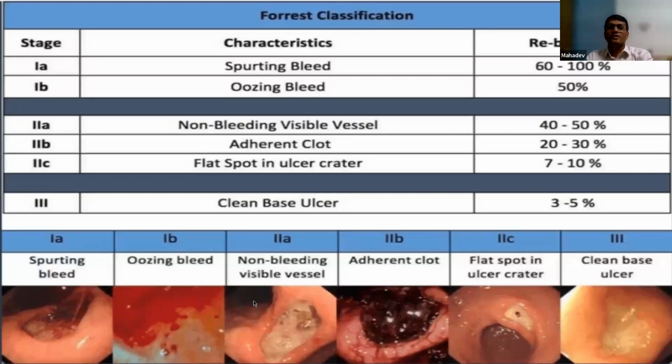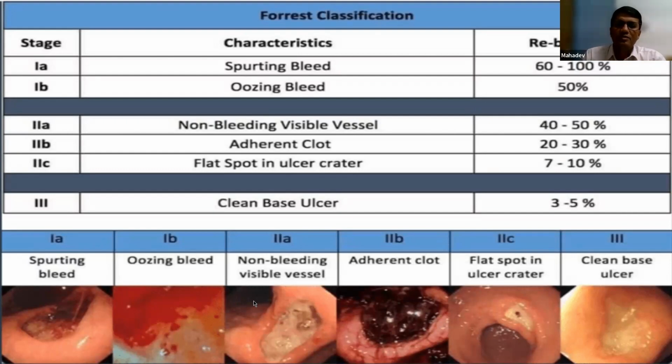So whenever we speak of endoscopy, we need to remember the Forrest classification. These are the three classifications that we need to be familiar with whenever we speak of upper GI bleeding. The Blatchford and Rockall scores we discussed; this is the third classification. This is the endoscopic classification. Ulcers or any bleed are staged from 1 to 3. 1A is spurting bleed. The chance of rebleeding is 60 to 100%. 1B is oozing blood. The chance of rebleeding is 50%. The lower the stage, the higher the chance of rebleeding.